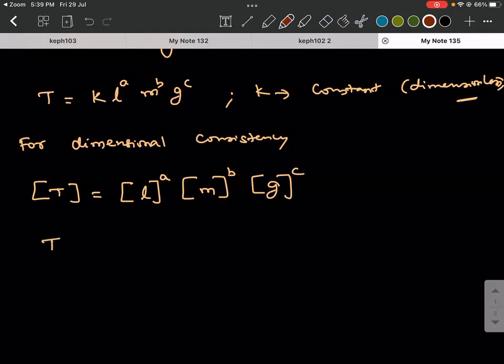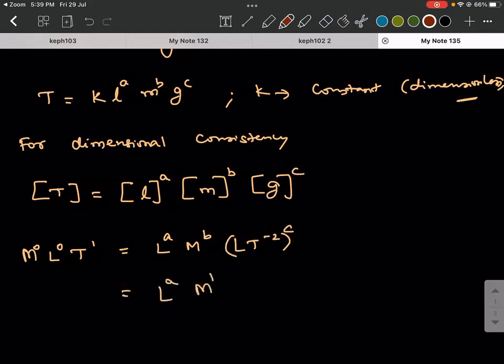Capital T, or M0, L0, T0. Okay, if you want me to write it like that, I'll do it. M0, L0, T1. Sorry, not T0, T1 is equal to L power A into dimensional formula of mass M power B into dimensional formula of acceleration due to gravity LT minus 2, because meter per second square, power C. So L power A, M power B, L power C, T power minus 2C is equal to M0, L0, T1.